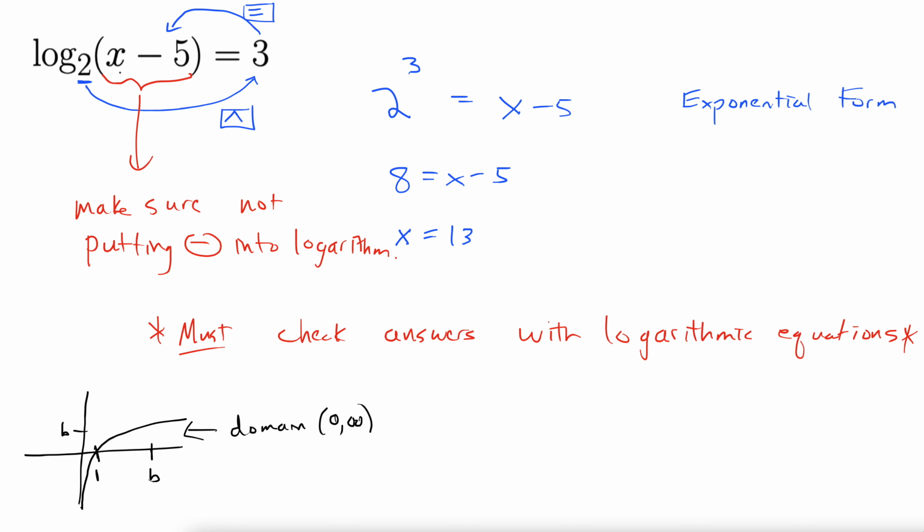So if we got an answer, like say we got x equals 1 for this answer, then we plug that in, we get 1 minus 5, which is negative 4, and then we try to take log base 2 of negative 4. So that answer would have to get thrown out. Luckily for us, we got x equals 13. 13 minus 5 is 8. That is still positive, so this answer works.